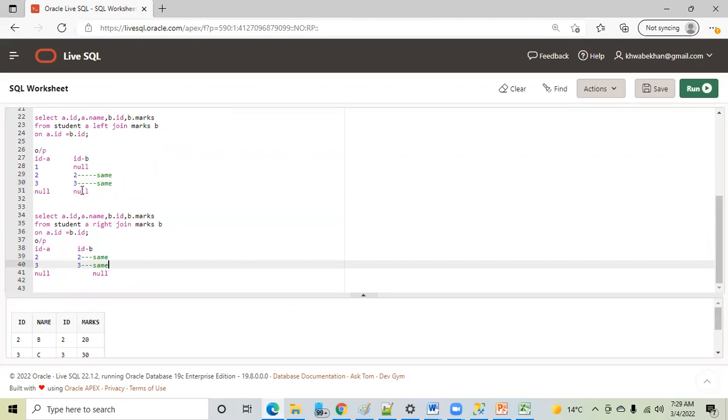In left join, you got these null records. It means you got the null records from the student A table. But here, you got this from which table? Right join, marks, from the marks table, correct?